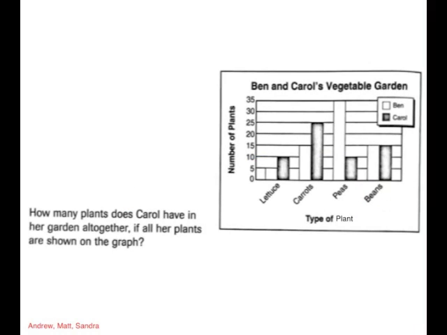Hi, my name is Sandra, and Andrew and Matt are drawing. So first, we add them all up together. But wait, we're supposed to add the shaded parts, because Carol is the shaded parts, and that equals 60.